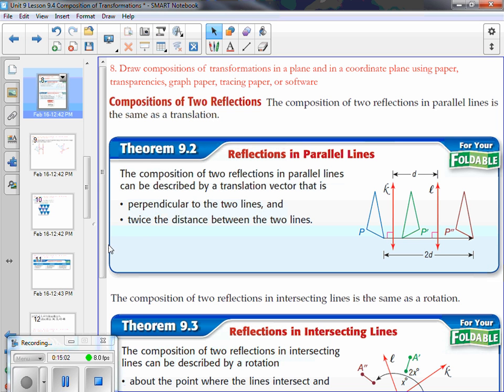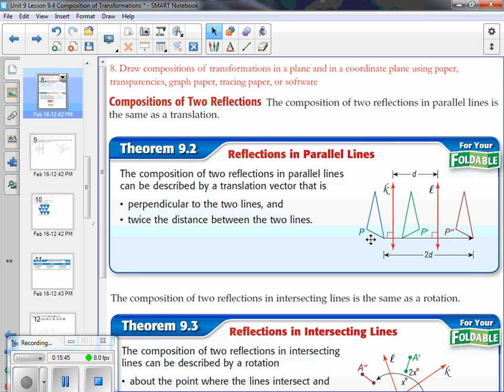All right. Now this is kind of strange. When you do two reflections in a row, depending upon the relationship with your lines of reflection, one of two things is going to happen. The composition of two reflections in parallel lines is the same as a translation. The theorem says this: the composition of two reflections in parallel lines can be described by a translation vector, or for us, writing it in function notation. I don't really care that the translation vector is perpendicular to the two lines. I kind of care that it's twice the distance between the two lines. But here's what we really need to recognize.